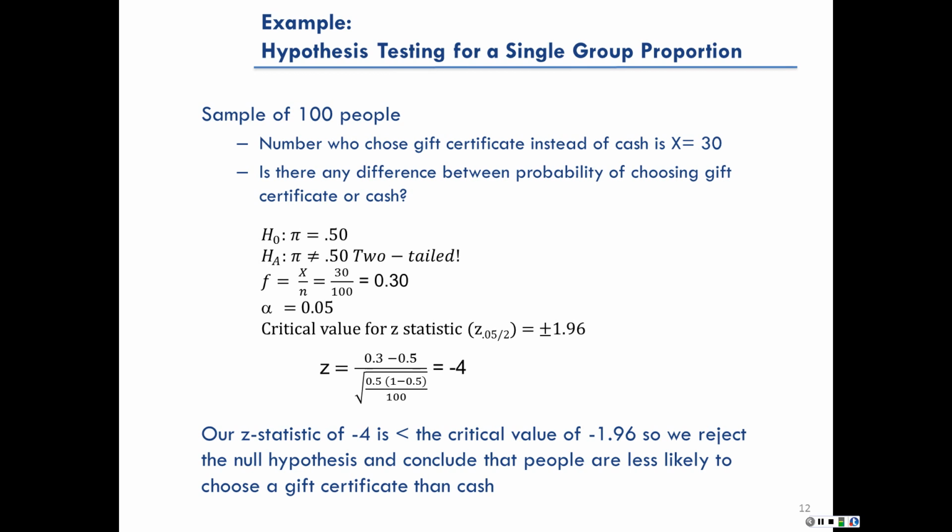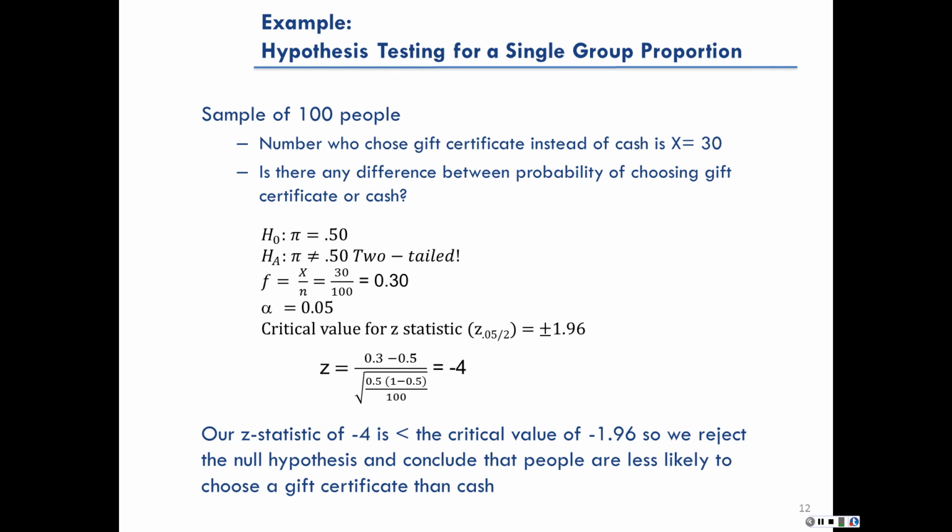Our alpha value, we're going to set it at 0.05, and so that makes our critical value for the z-statistic, actually that should say 1.64, not 1.96, but no, that is correct, 1.96. This is a two-tailed test, so it would be 1.96.